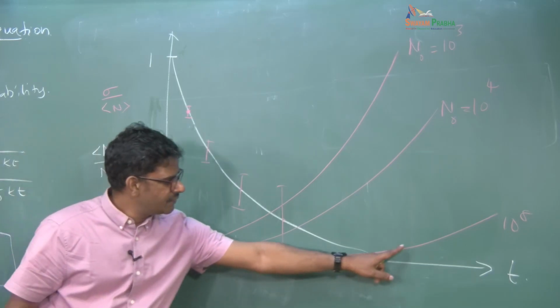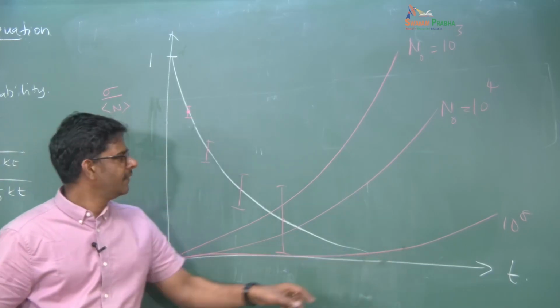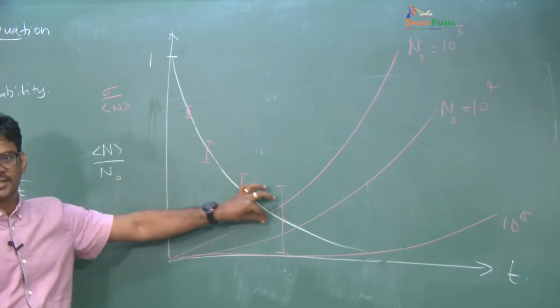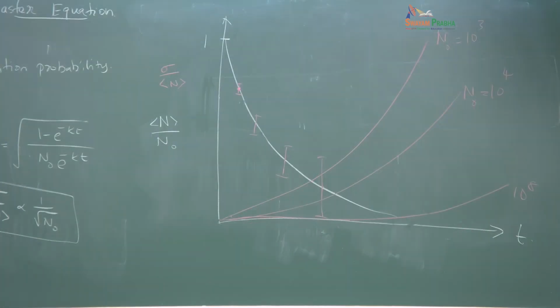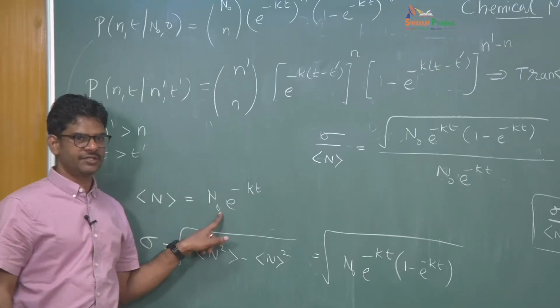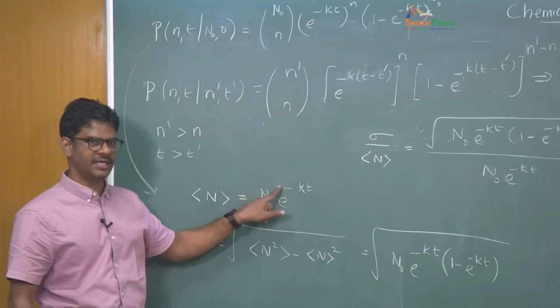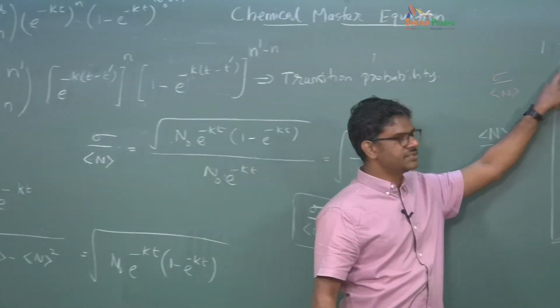On the other hand, if I start with n0 equal to 10 power 8, then these error bars are going to be very small, so you can approximate this with a deterministic equation. So the mean, the normalized mean n by n naught, is e power minus kt. That is this curve.